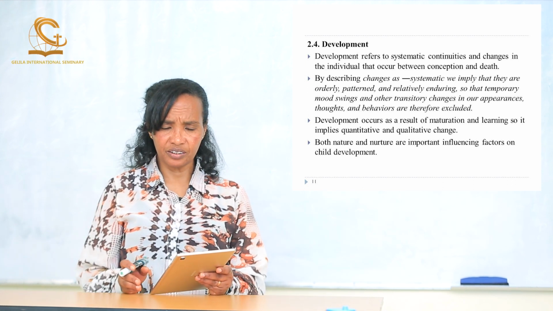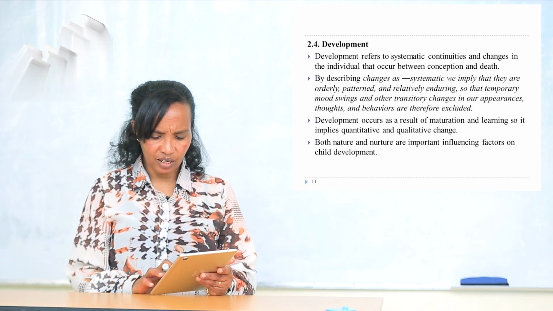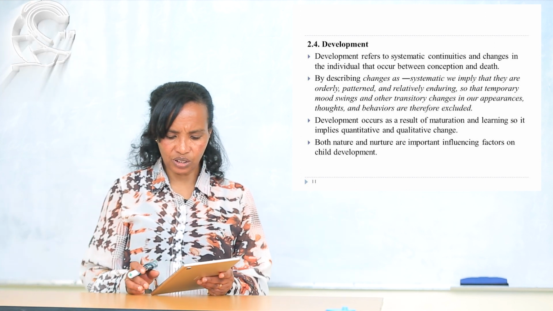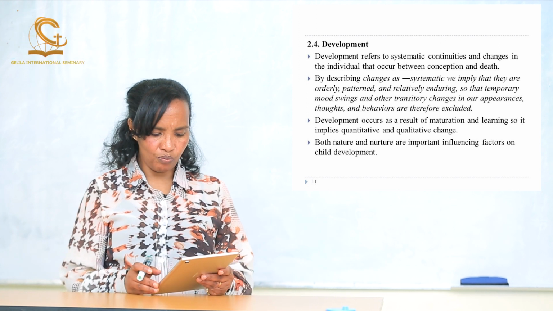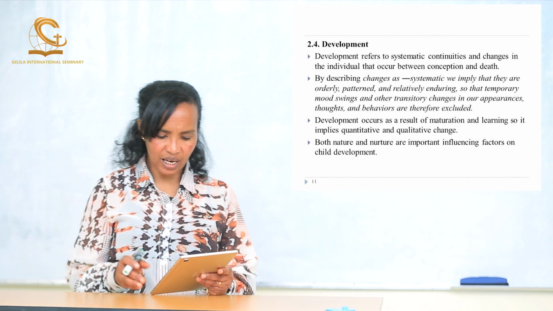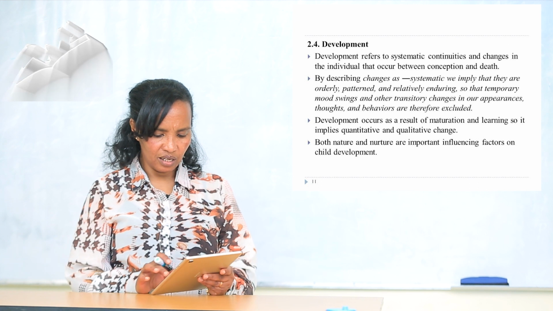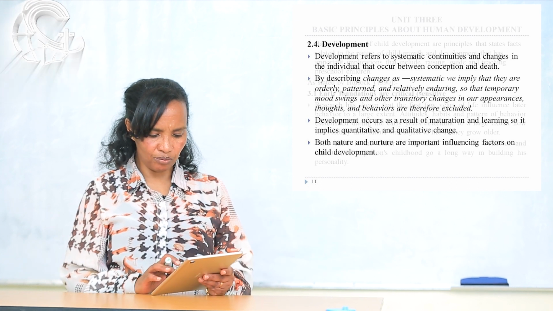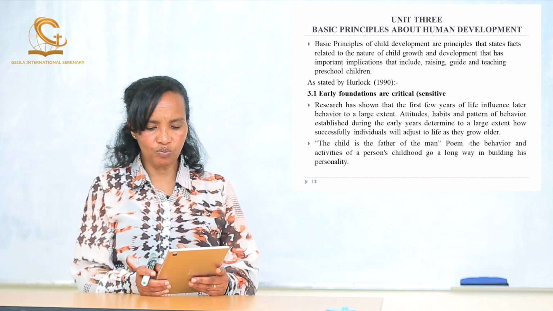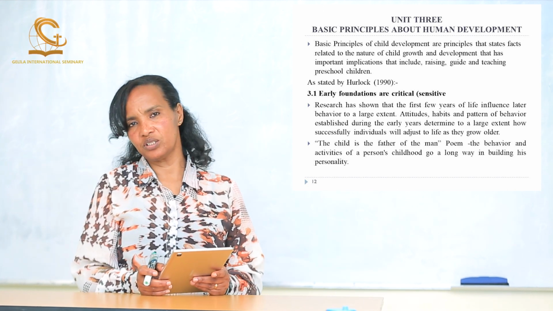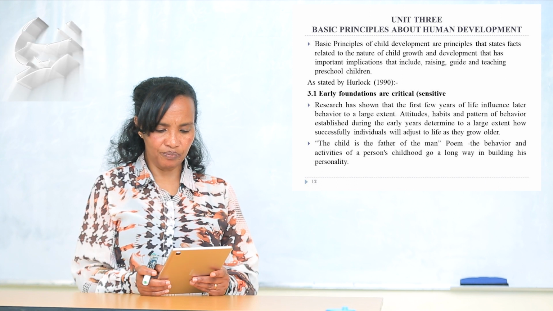Both nature and nurture are important influencing factors on child development. When we say nurture, it is the environment. So both nature as well as nurture are important in influencing a child's development. Let us go to Chapter 3, basic principles of human development. There are principles to study human development.